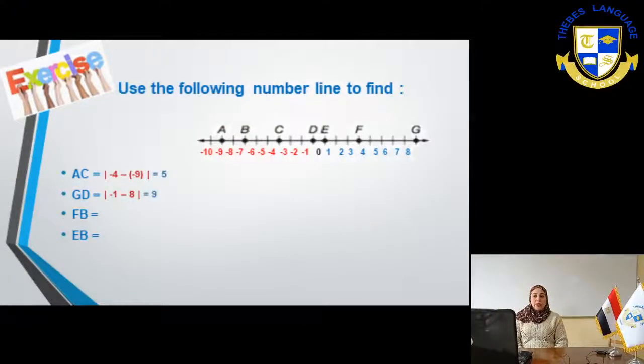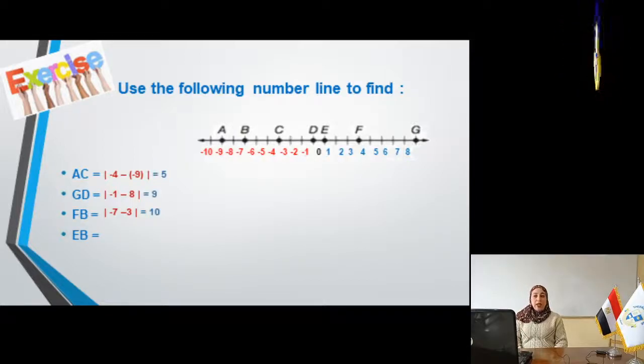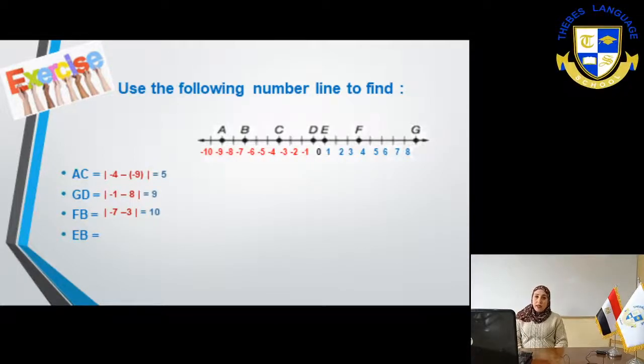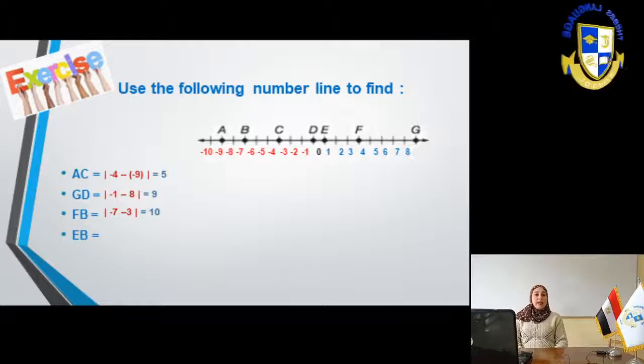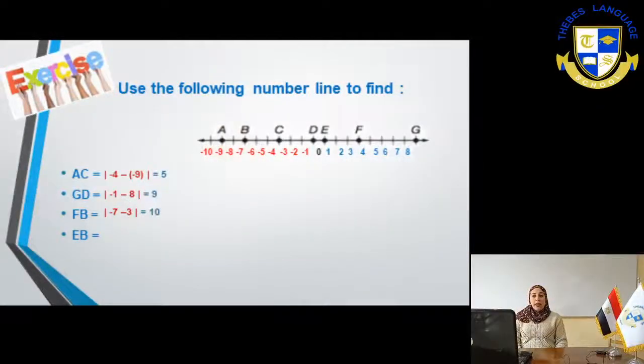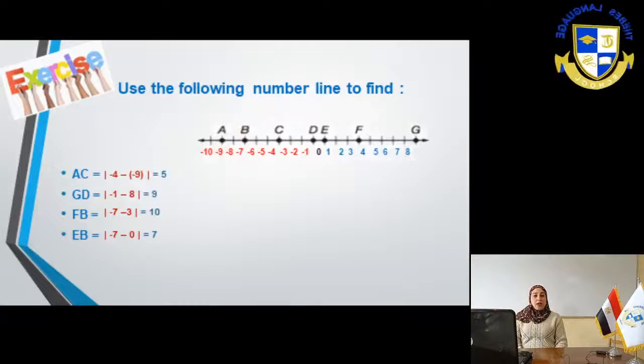FB equals the absolute value of negative 7 minus 3, which equals 10. Don't tell me it's equal to negative 10. It's a distance. It must be positive. And this is why I'm using the absolute value sign. EB equals negative 7 minus 0 equals 7.